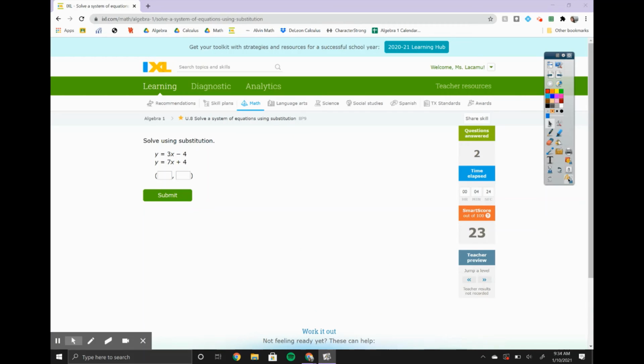All right, the last type we're going to do. So notice none of our answers are given to us here. We do have to just solve the entire thing for x and y. But we just take one of these. So I'll take the top one, this 3x minus 4. And since it's y equals, that means I'm just going to replace the y. So this would become 3x minus 4 equals 7x plus 4.